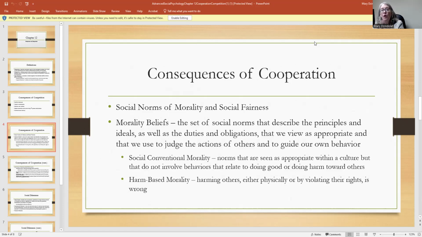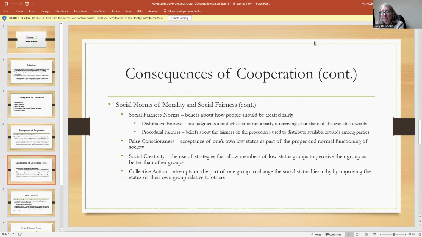So when groups live together, they come up with a set of social norms that they all agree upon, these morality beliefs that make it much easier for people to cooperate.